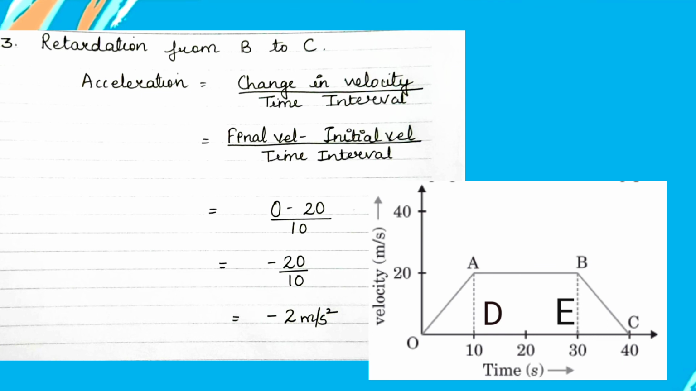The negative sign shows that the direction of acceleration is opposite to the direction of motion of the object. Negative acceleration is nothing but retardation. So here retardation is asked. So what is retardation? It is 2 meter per second square. Is it clear to everyone?